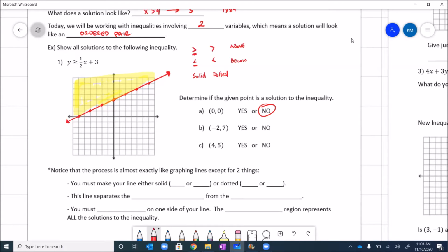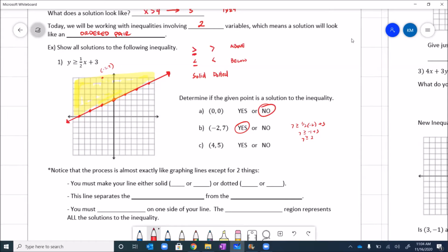Okay, (-2, 7). Negative 2, then 1, 2, 3, 4, 5, 6, 7. It's right here. Is it a solution? Yeah, it's where it's shaded. We could also place it into the equation, right? 7 is greater than or equal to 1/2 times -2 plus 3. And if we did that, we get -1 plus 3, which is 2. So is 7 greater than or equal to 2? Yes, either way.